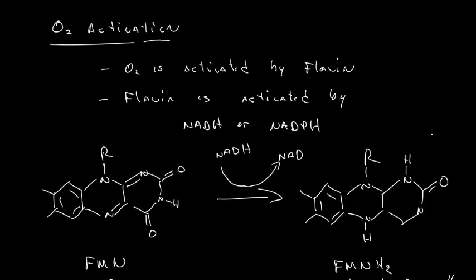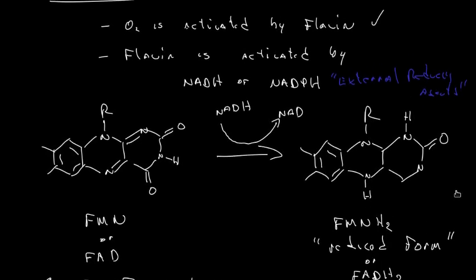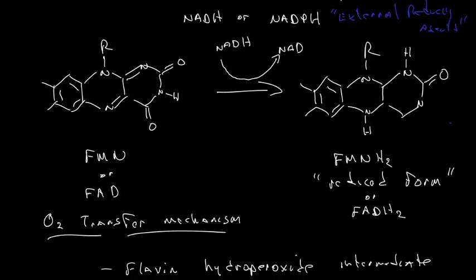So, O2 activation. The O2 is activated by flavin. Now, flavin can be either FMN or FAD, but flavin, on the other hand, is activated by NADH or NADPH. These are essentially the external reducing agents. So this is an external monooxygenase we're talking about here, right?